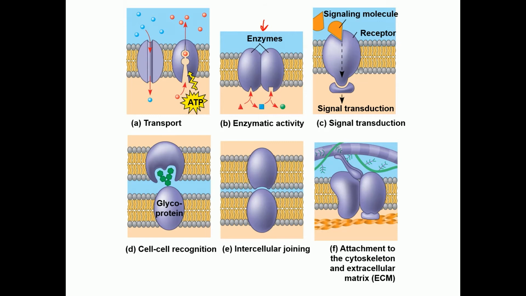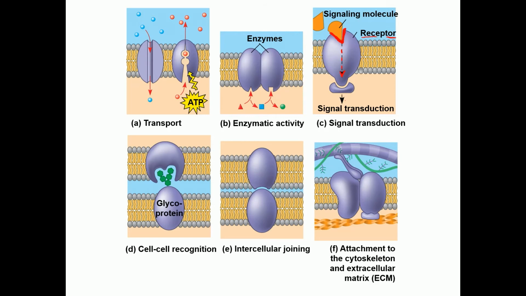Another protein you might find on the exterior of a cell is a receptor protein. Receptor proteins have a little pocket on them that accepts a signaling molecule. That signaling molecule could be something like a hormone or a neurotransmitter. And once that molecule comes into contact with that pocket on the receptor protein, a signal is sent inside of the cell to help it change its behavior.